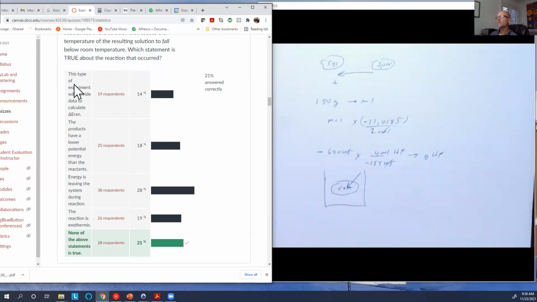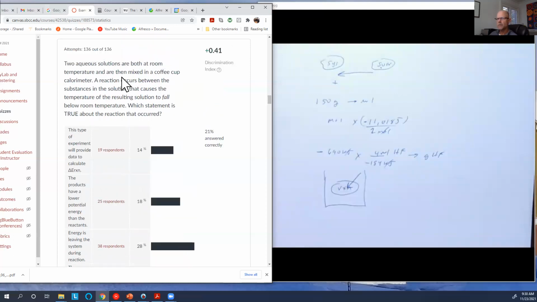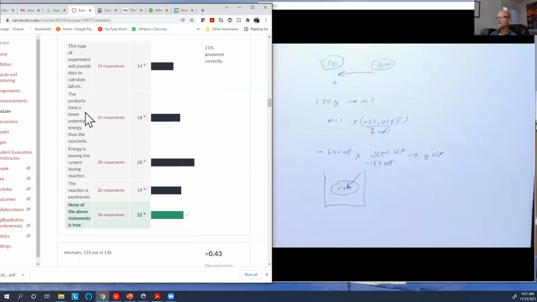Let's just go through each of the wrong answers here. This type of experiment will provide data to calculate delta E. No, because only a bomb calorimeter provides delta E, right? This provides delta H. The products have a lower potential energy than the reactants. No, because this reaction is endothermic.